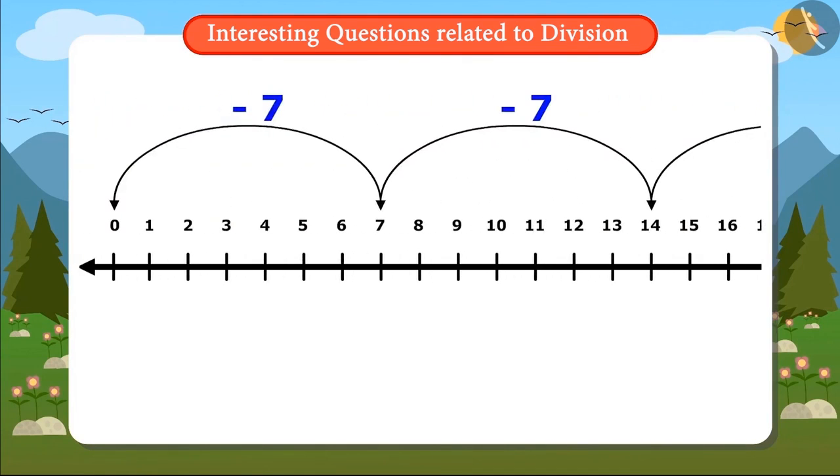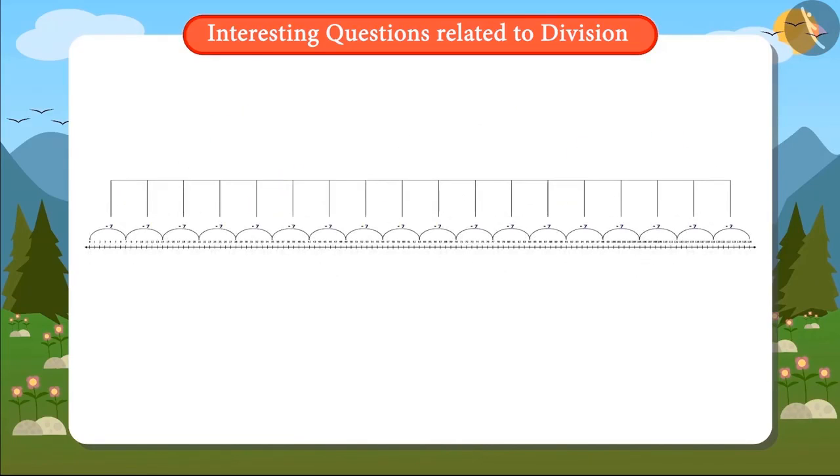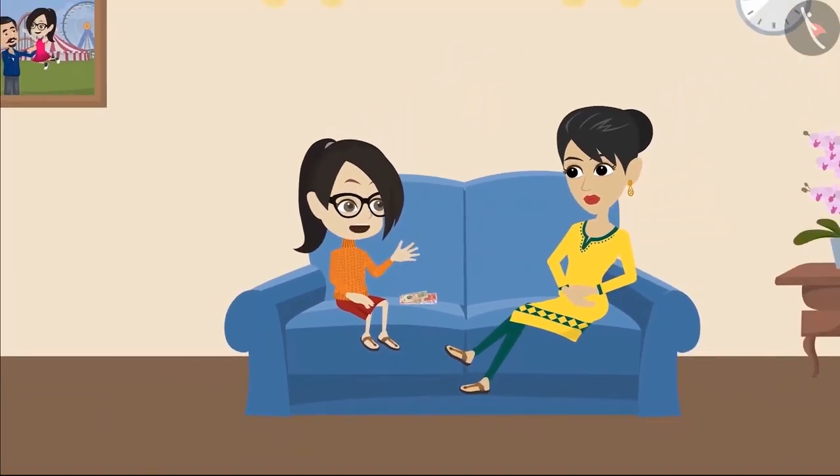So once I reach the digit 0, that will mean all my pocket money is spent. Now I just want to see how many times 7 had to be reduced to reach 0. 1, 2, 3, 4, 5, 6, 7, 8, 9, 10, 11, 12, 13, 14, 15, 16, 17, 18. Now I will tell Mummy. Mummy, 126 rupees will be spent in 18 days.